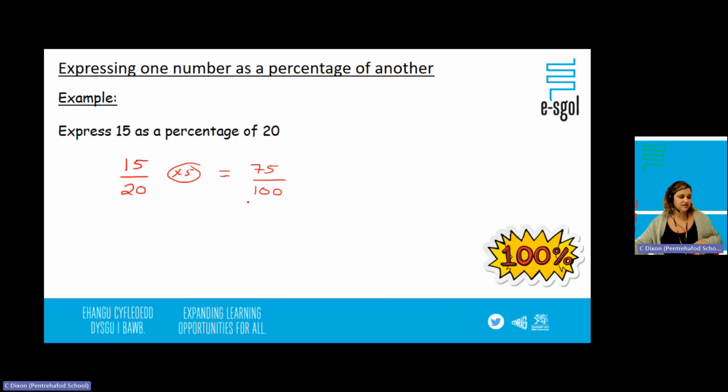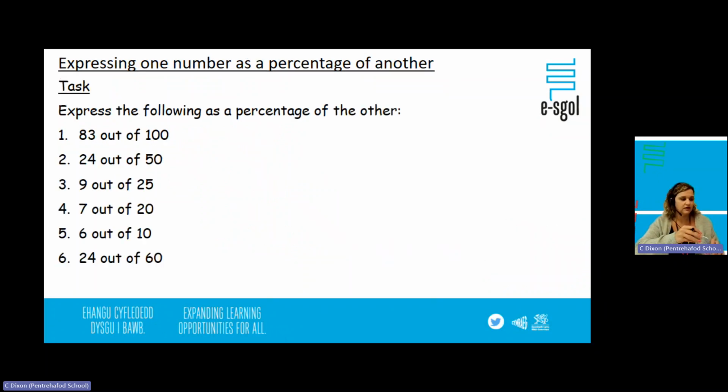Now, going back to breaking down the word percentage, per and cent is out of 100. So by getting that fraction to have a denominator of 100, I can just use what's on the numerator as the answer for the percentage. As long as the denominator is 100, the numerator is then the percentage answer. So 75% there.